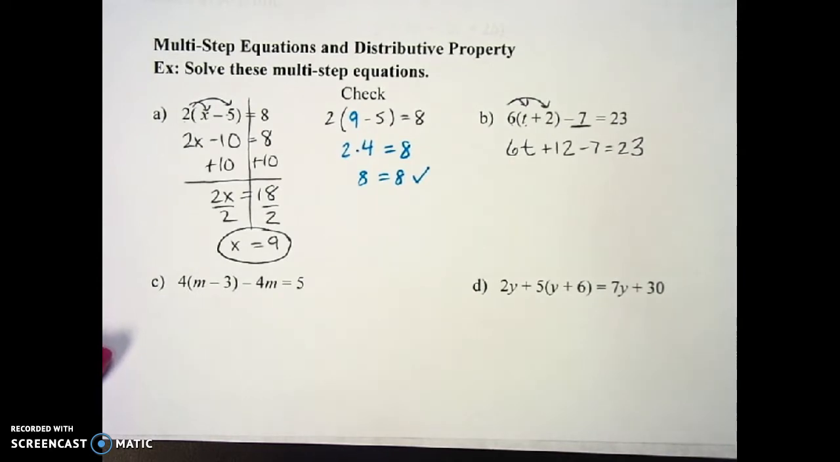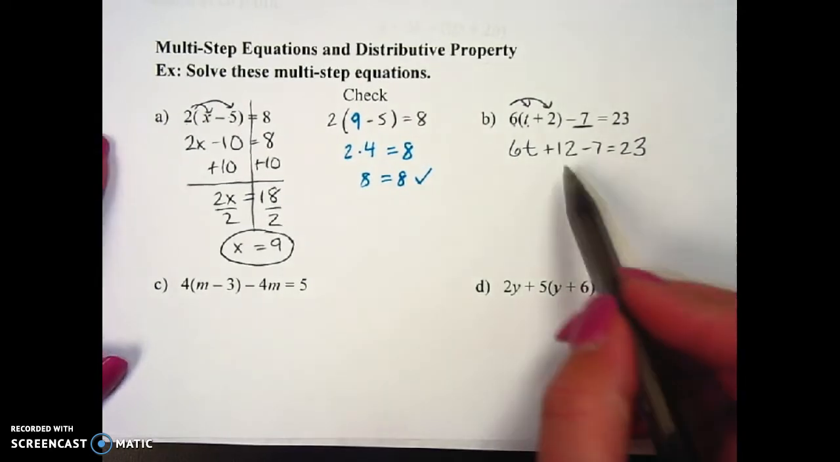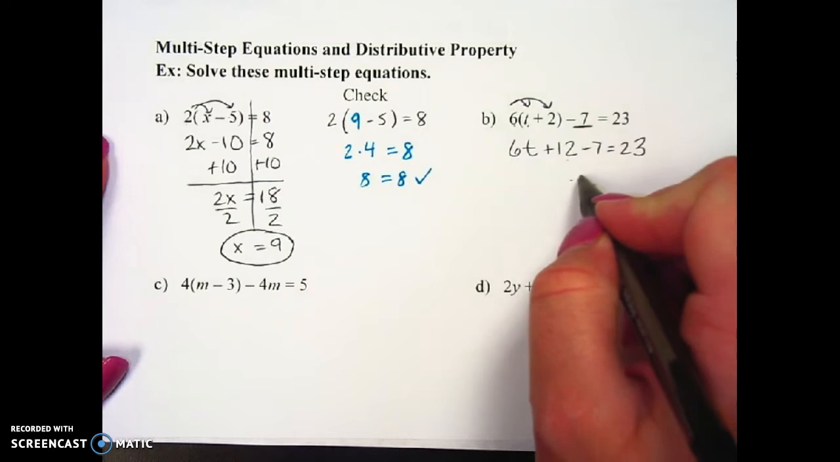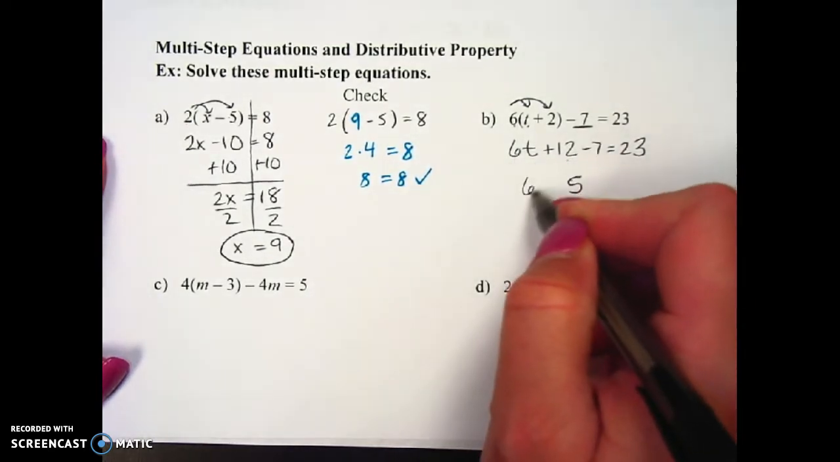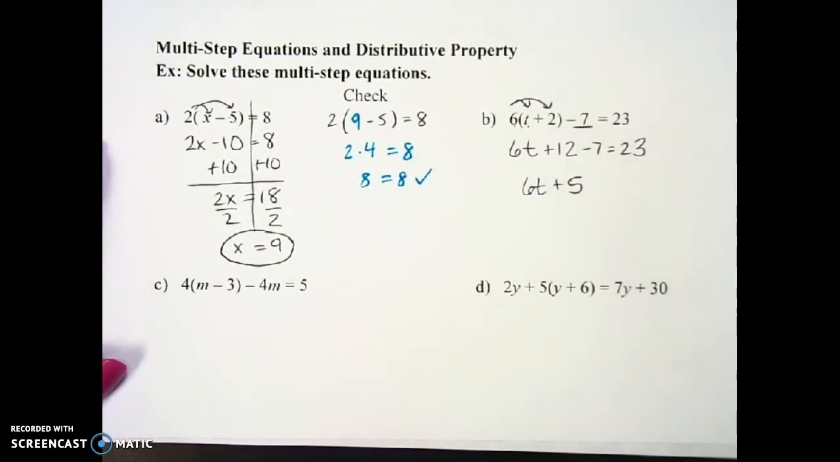So then we're going to combine like terms. That's what we learned yesterday. So 12 minus 7 is 5. I'm able to do numbers with numbers, but my letters, 6t, should not be combined with my 5.